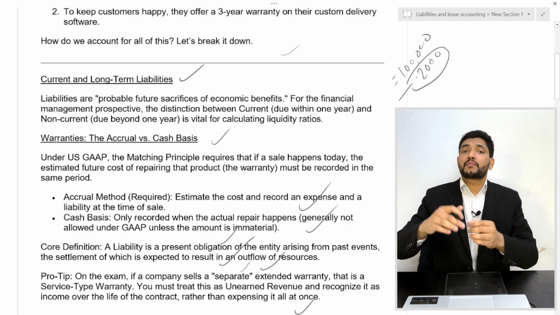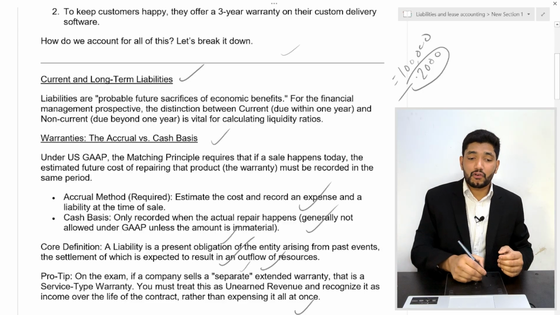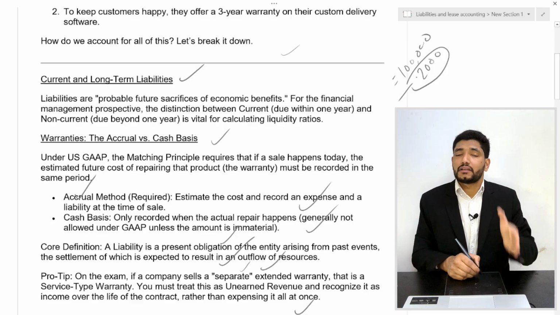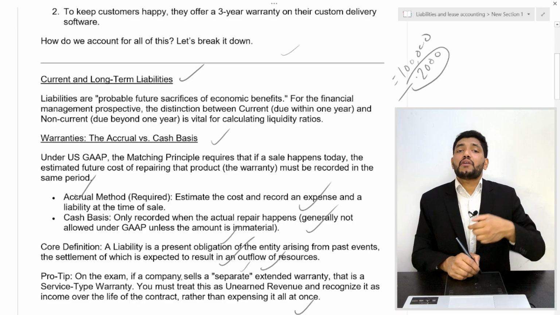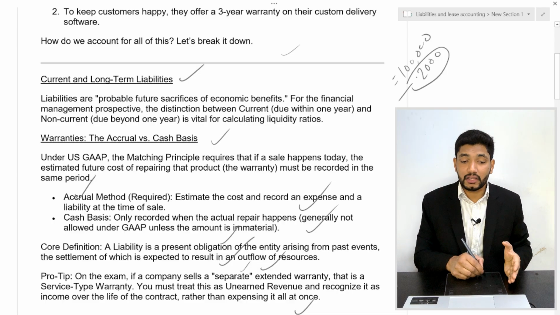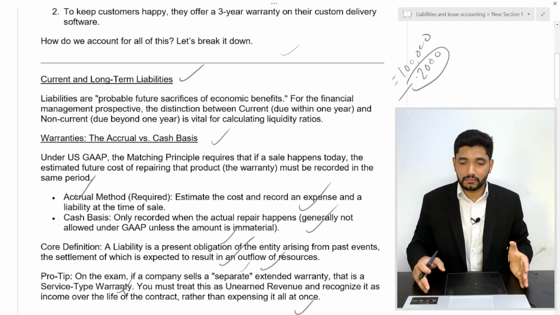So, this is the treatment for the warranty, how you are going to treat the warranty. It should be the accrual method, and the other thing, if you are selling warranty separately, that has to be considered as a service type warranty, not a regular type warranty.